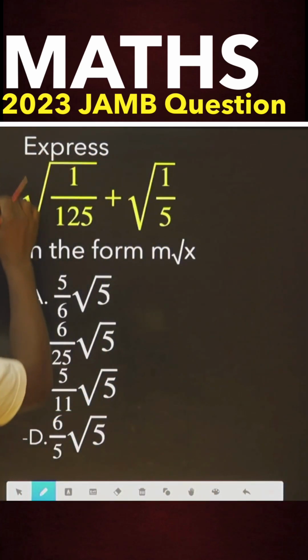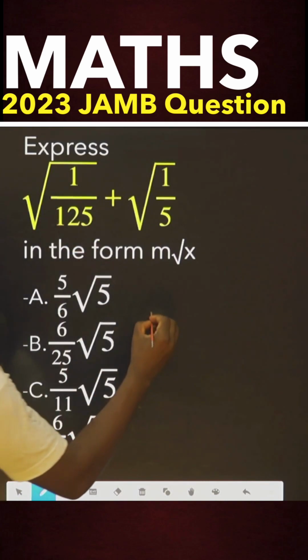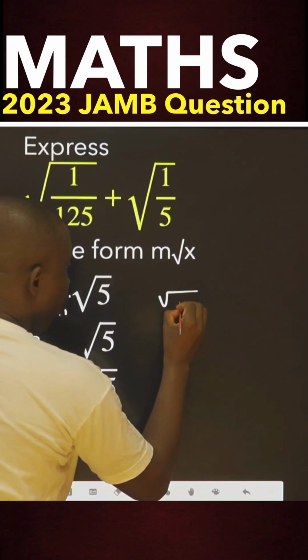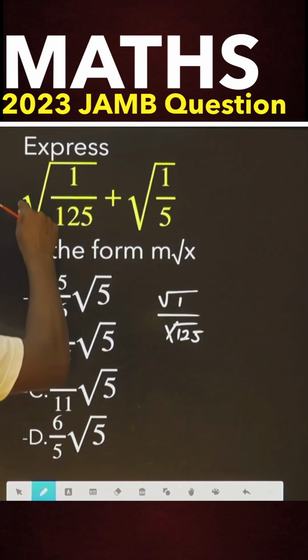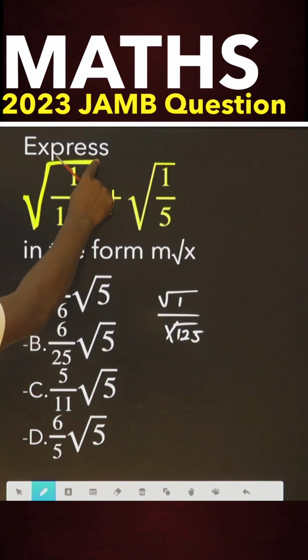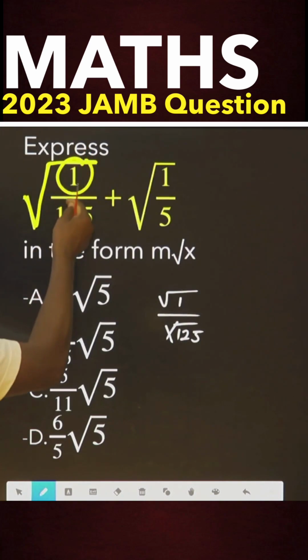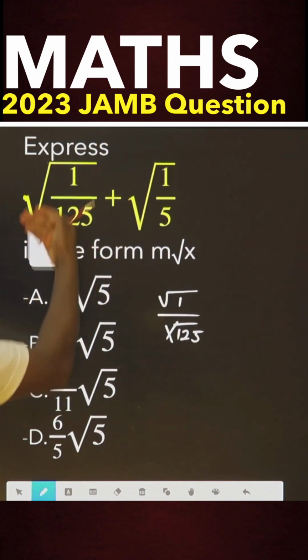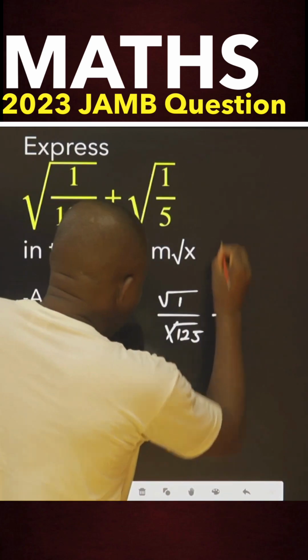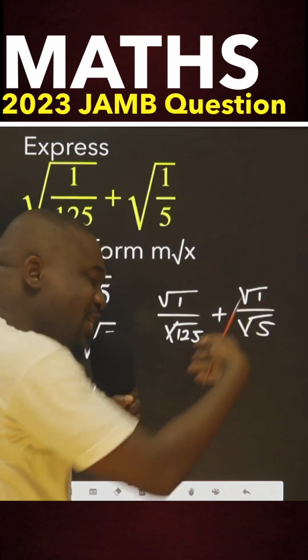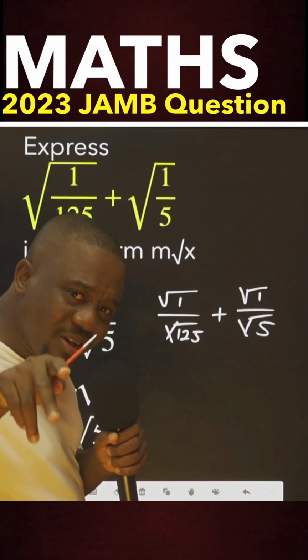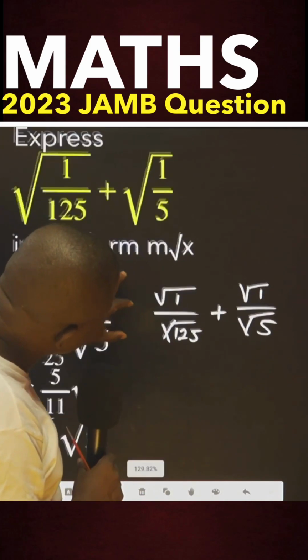As you can see, this one alone simply means the square root of 1 over the square root of 125. That is the meaning, because this square root is covering two of them. That means this one can take its own, and this one can also take its own. So we have separated them now. The same thing here: square root of 1 over square root of 5. I should explain this to you, you should know. For now that you are preparing for JAMB, you should know this.